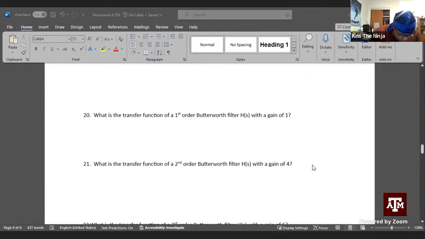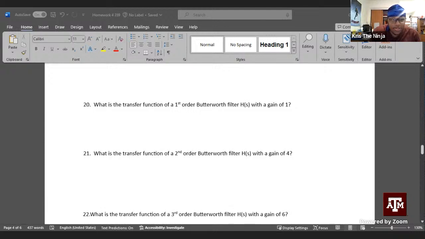What is the transfer function of a first order Butterworth filter? H(s) with a gain of 1. So just a quick side note, s equals j omega. So when you see H(s), don't sweat it too much. It's just j omega. It's just an easier way to write it, so we can do math a little bit easier.